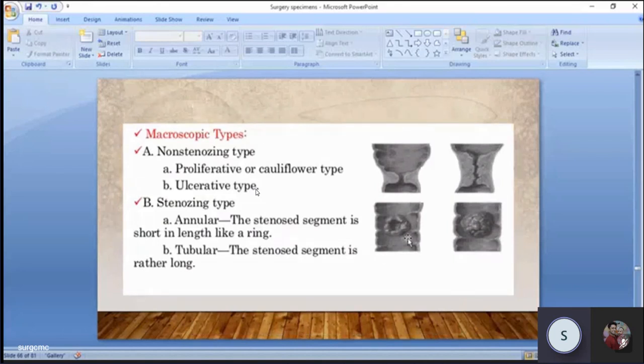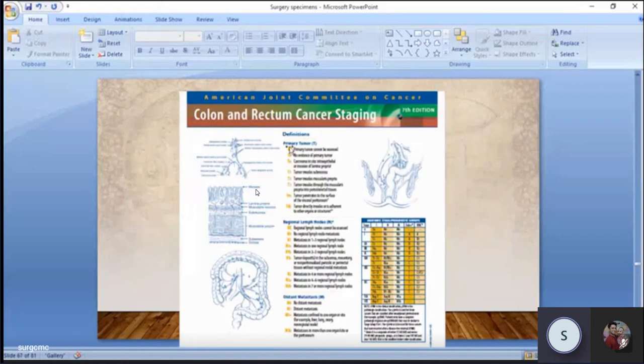What are the macroscopic types of rectal growth? Non-stenosing type and stenosing type. Non-stenosing type can be proliferative, cauliflower type, or ulcerative type, and stenosing type is usually annular. These are the non-stenosing types: this is ulcerative type, this is proliferative or cauliflower type. This is annular type, which is usually tubular, a long segment. So you should know the staging of carcinoma rectum. You should be thorough with it.